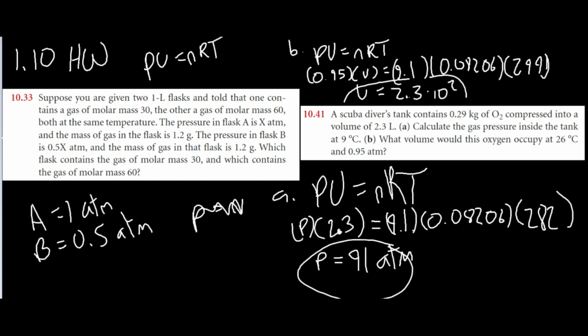And then for B, again, it's PV equals nRT. What volume would this oxygen occupy at 26 degrees Celsius and 0.95 atmospheres? So you plug in 0.95 for pressure. V is your unknown variable, and then that equals 9.1 moles of oxygen, 0.08206 for R, and 299 degrees Kelvin. And from that, you get 2.3 times 10 to the second liters, or like 230 liters. And that's your answer, and that's all.